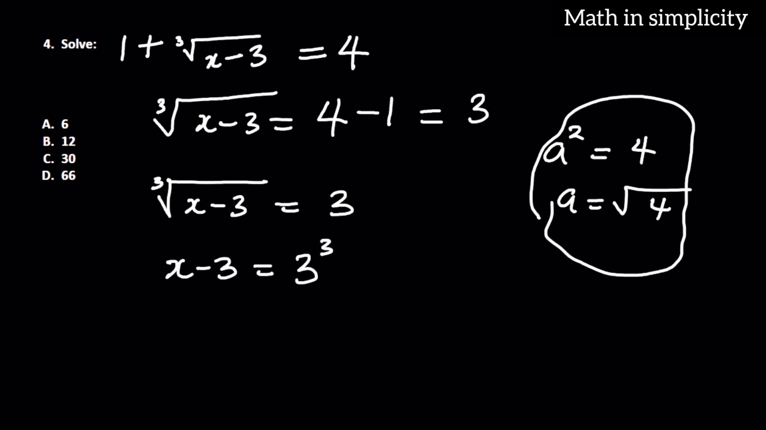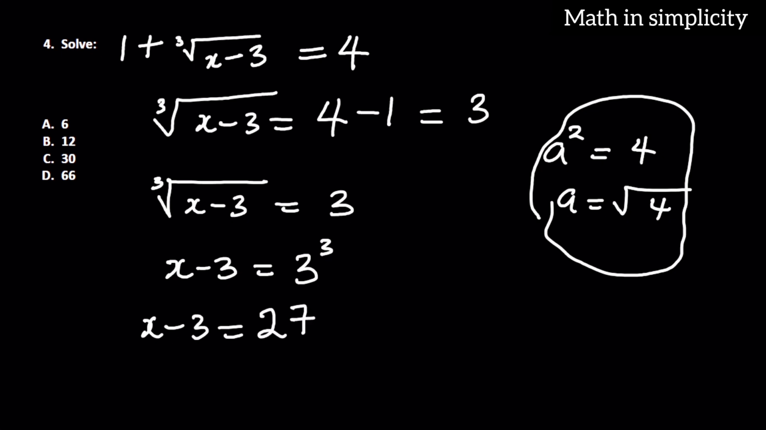So what do we have there now? We have x minus 3 equal to 3 raised to the power 3, which is 3 times 3 times 3. Please don't make the mistake of doing 3 times 3 giving you 9. 3 raised to the power 3 means 3 multiplying itself 3 times. So 3 times 3 is 9, and 9 times 3 is 27.